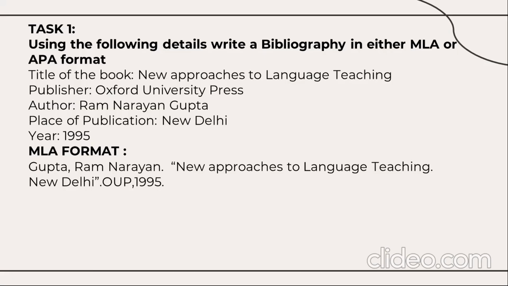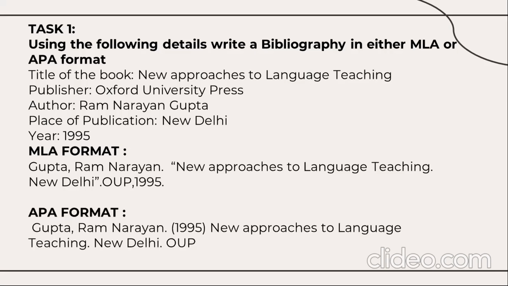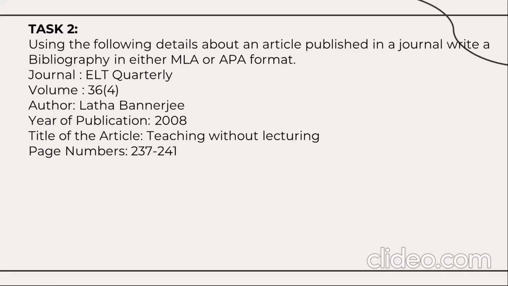Suppose the same question we write in the APA format. What's the difference? Same, Gupta, comma, Ram Narayan. Here, the year of publication, instead of at the end, will be very much next to the author's name. 1995, New Approaches to Language Teaching, without any inverted comma, and New Delhi, full stop, OUP, Oxford University Press. So that's the difference.